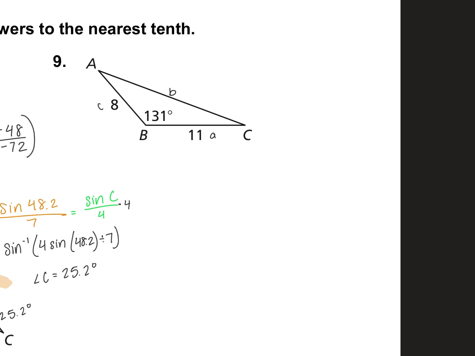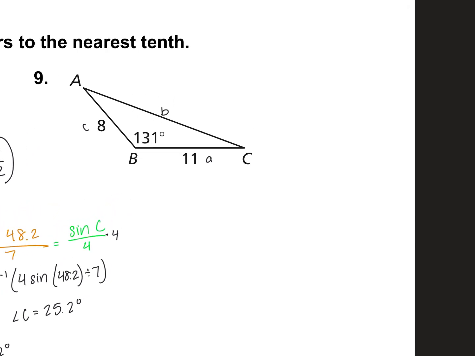So for this one, I do have to use law of cosine first. Like I've been doing, I'm going to solve for a missing side. So I'm solving for side B. The formula I'm using for this, again, you're going to be given the formulas: B squared equals A squared plus C squared. This is law of cosine. And again, you will be given this, so you don't have to memorize it.